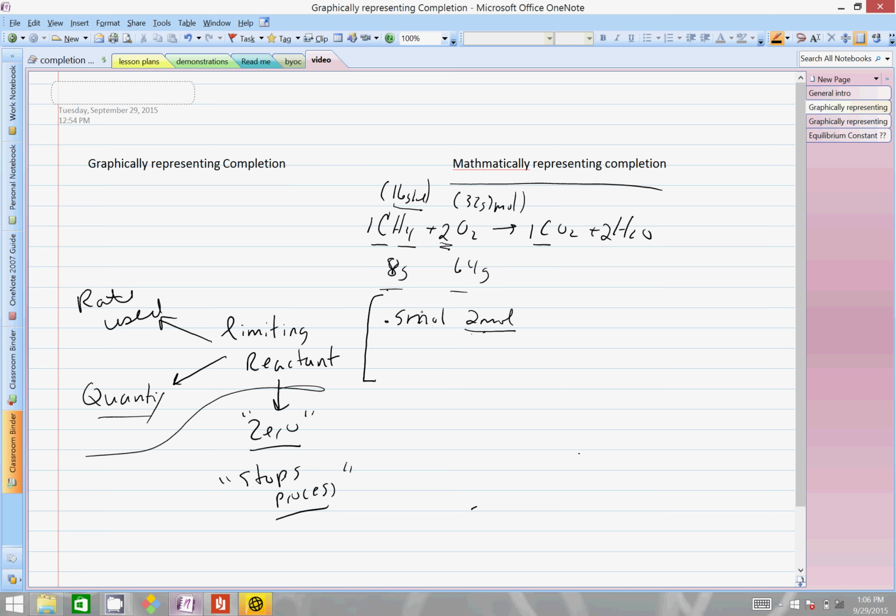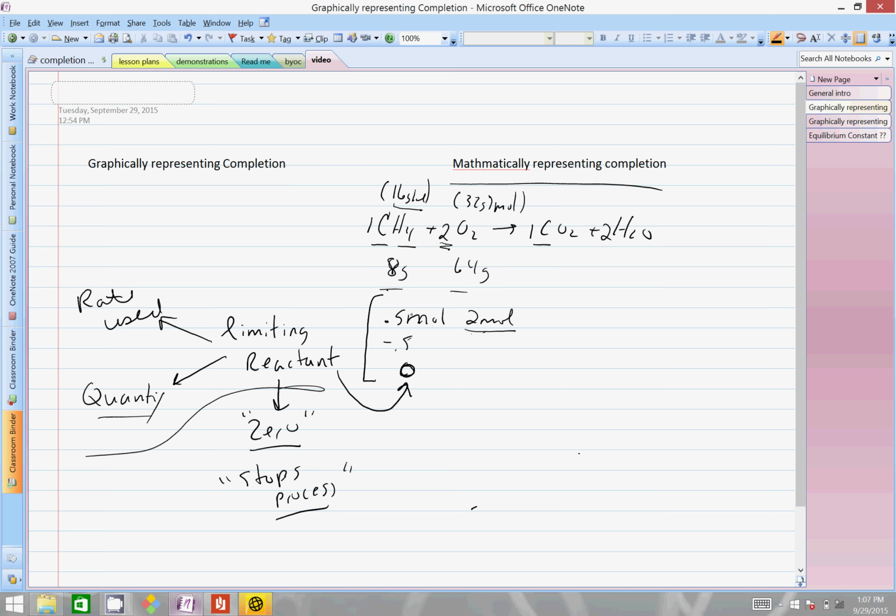So at that point, you'd say, okay, let's run the methane down to 0, minus 0.5 down to 0. And having a 0 here indicates a limiting reactant. When you go to equilibrium, you will not have a limiting reactant. That sounds strange, but that's the basic difference.